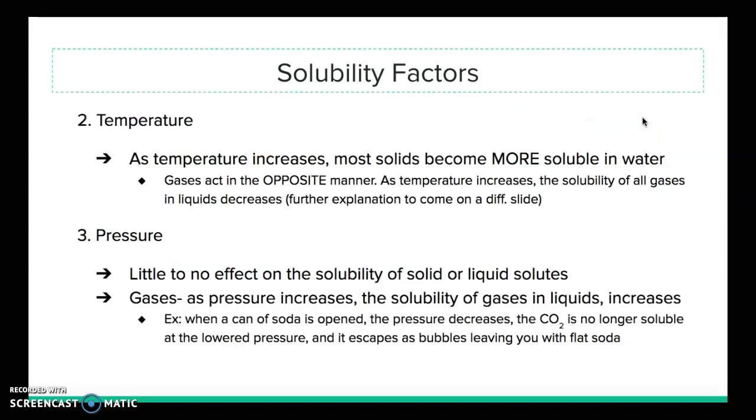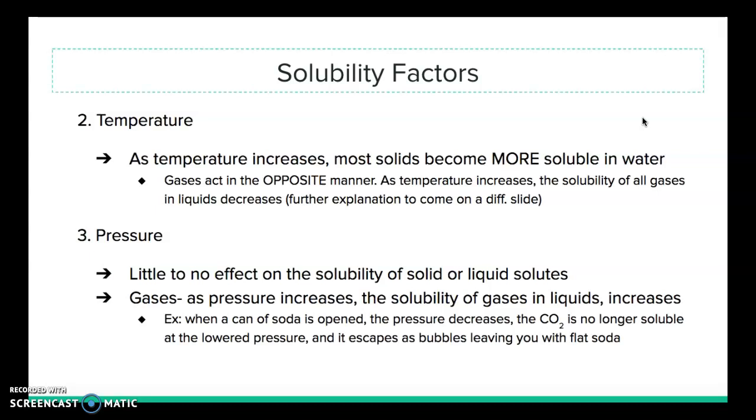Our second factor that affects our solubility is temperature. As temperature increases, most solids become more soluble in water, as well as liquids. Gases act in an opposite manner. As temperature increases, the solubility of gases in liquids decreases. And I will show you this in our Table G graph in a later slide.